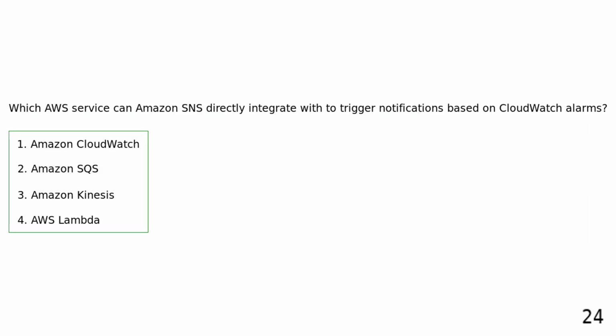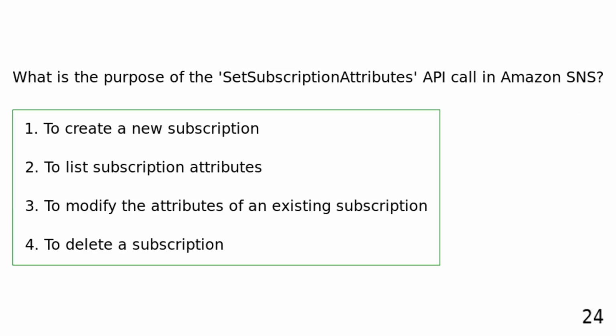Which AWS service can Amazon SNS directly integrate with to trigger notifications based on CloudWatch alarms? Amazon CloudWatch, Amazon SQS, Amazon Kinesis, AWS Lambda. Amazon SNS can directly integrate with Amazon CloudWatch to send notifications when specific alarms are triggered, enabling real-time monitoring and alerting.